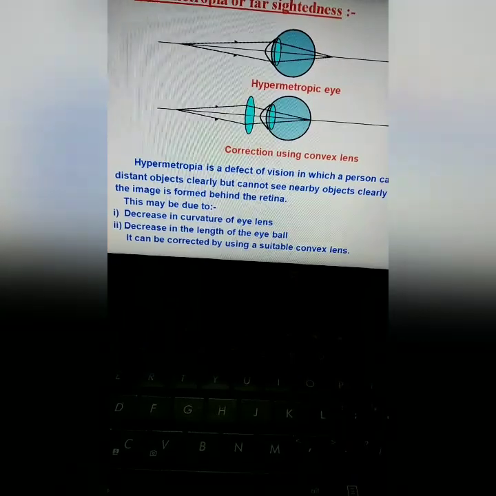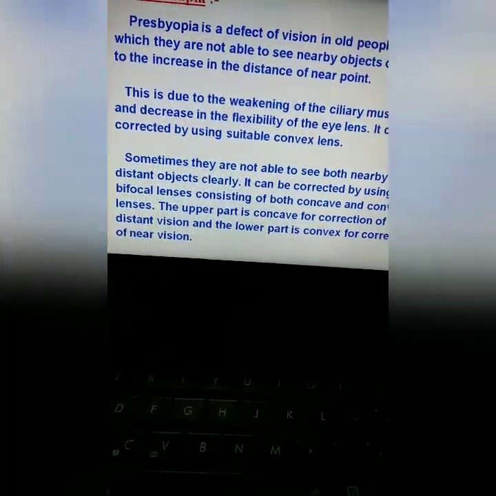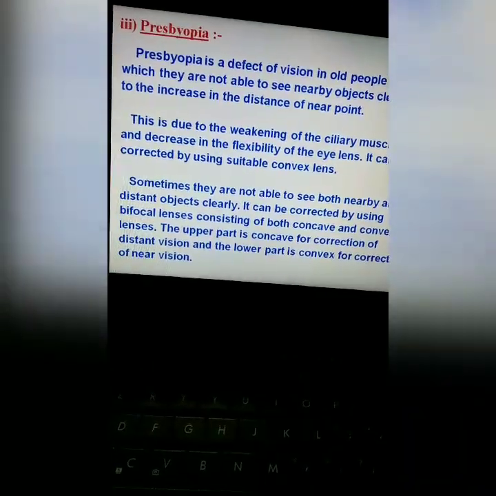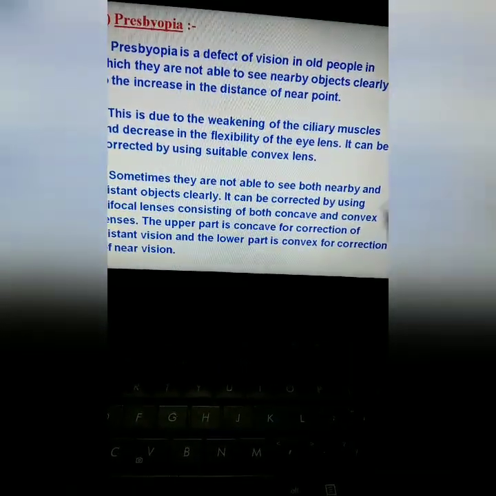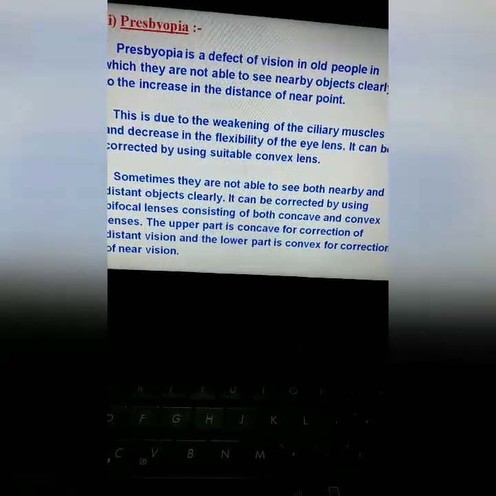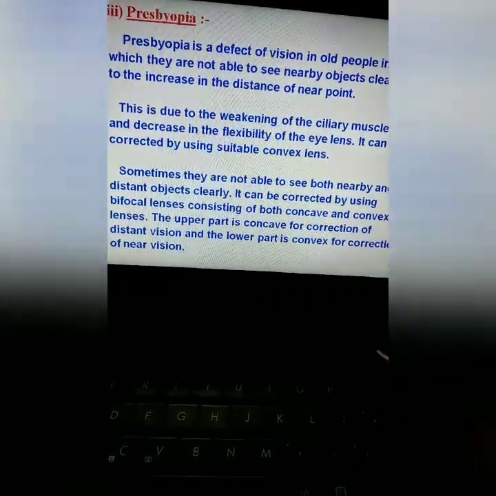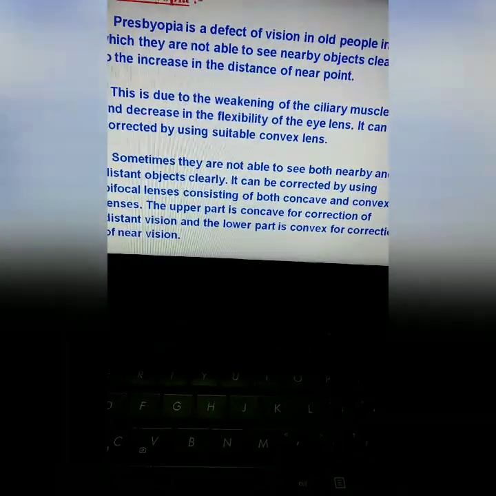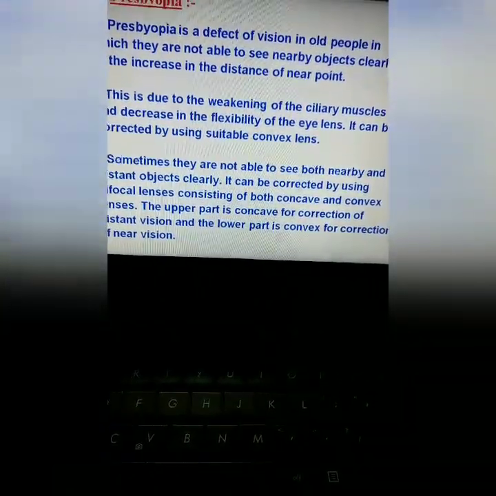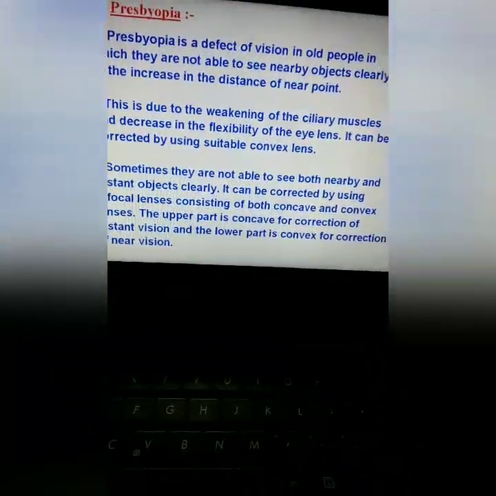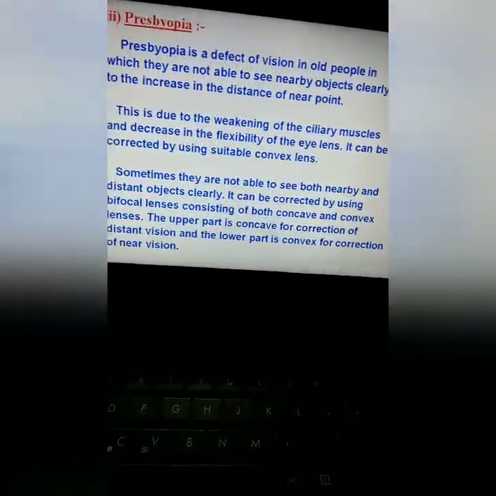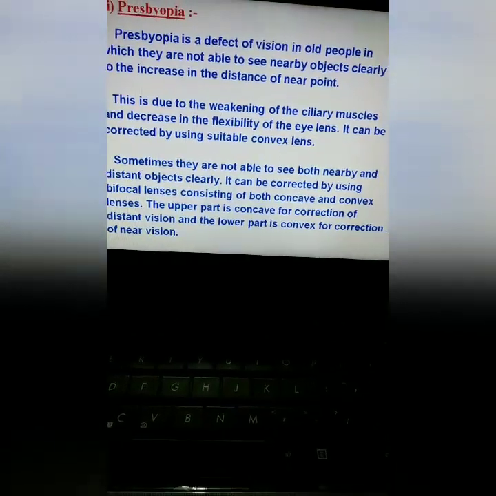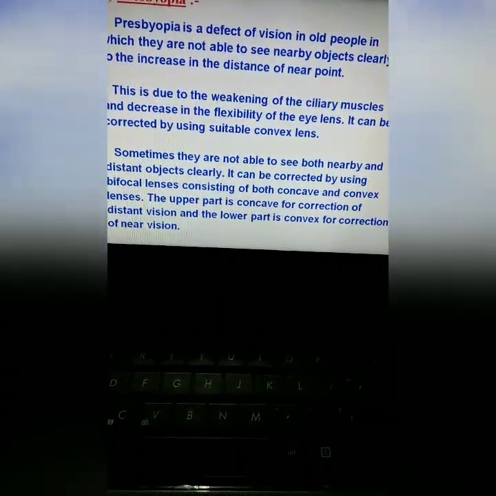Now come to the third defect, which is presbyopia. This defect of vision appears only in old people. It is due to aging, because of which they are not able to see nearby objects clearly, due to the increase in the distance of the near point. Automatically the near point of the person is increased. So here we can also say presbyopia is old age hypermetropia.